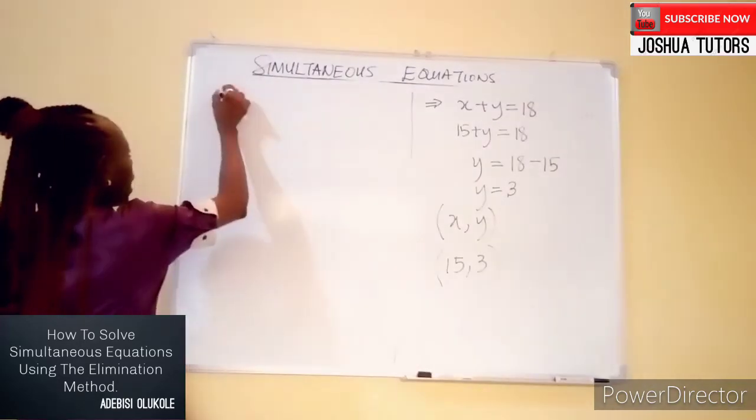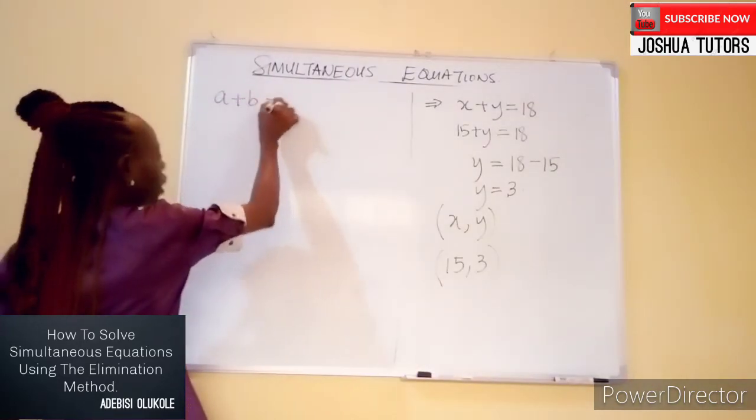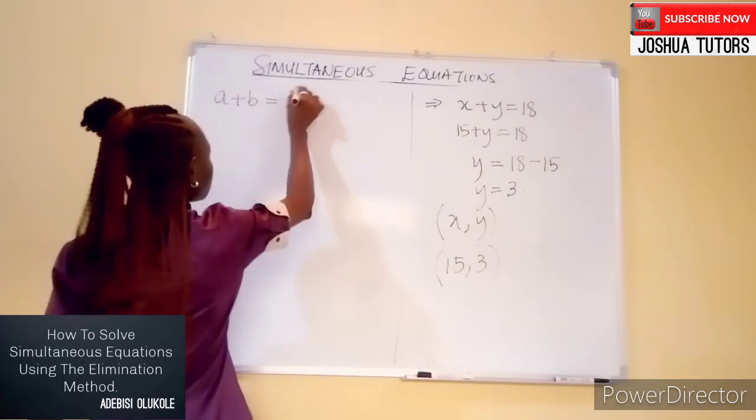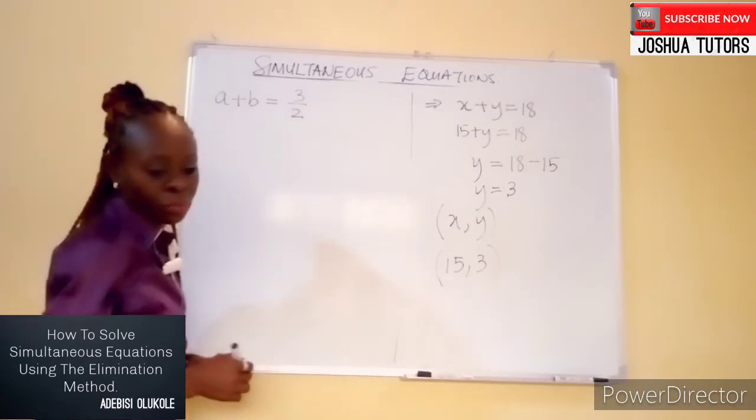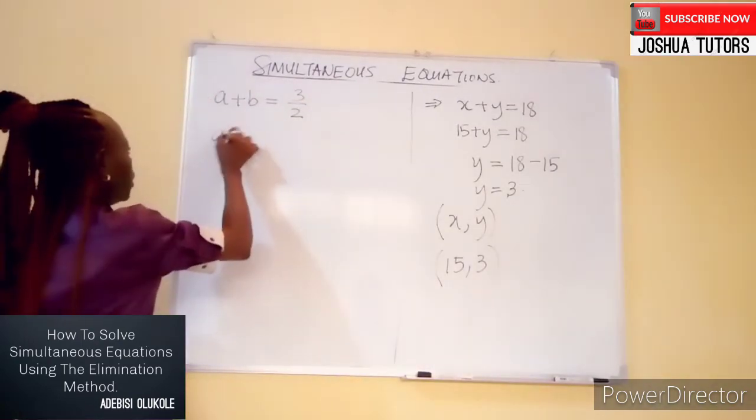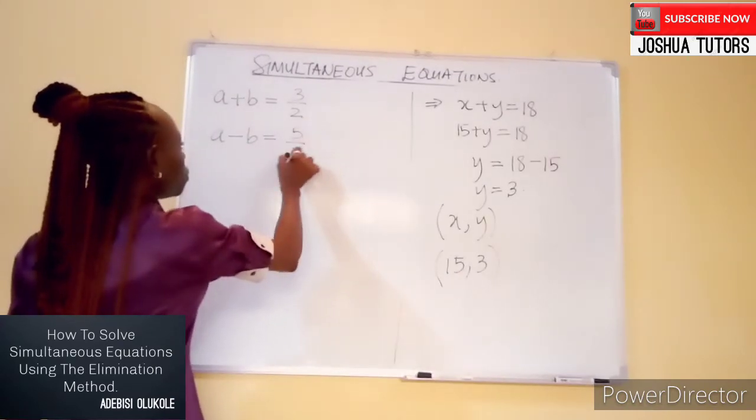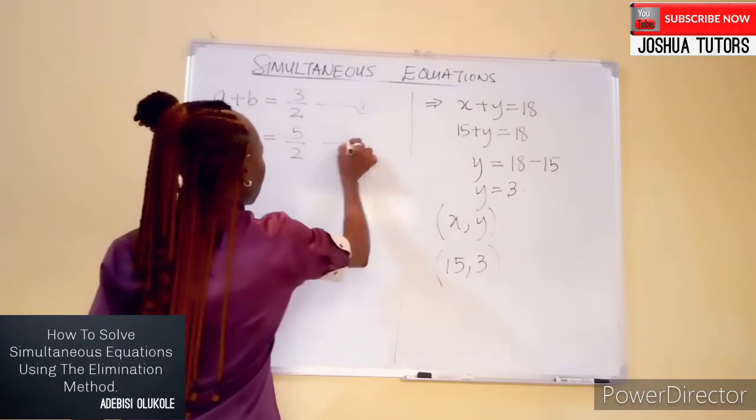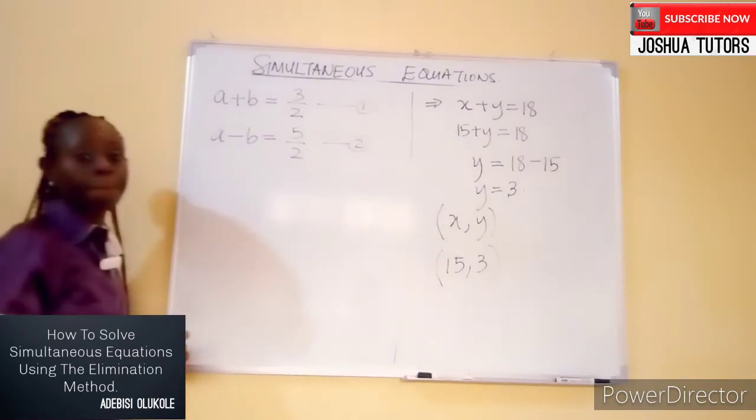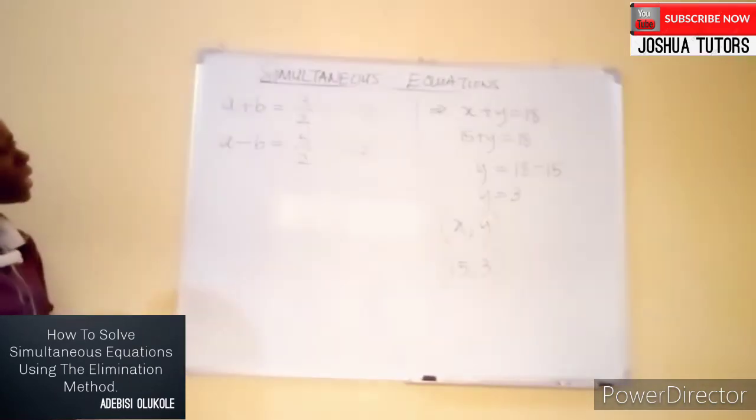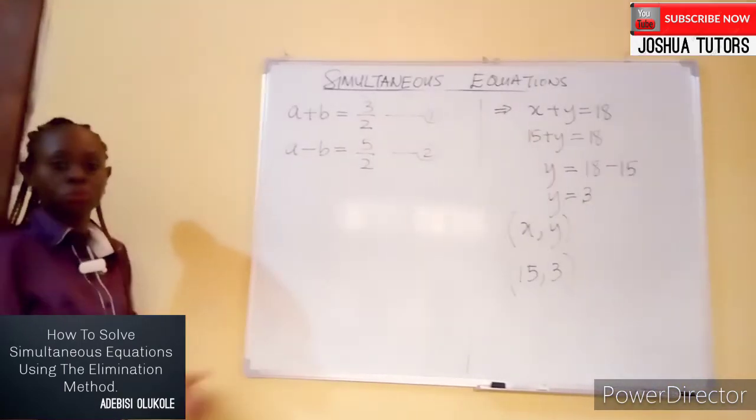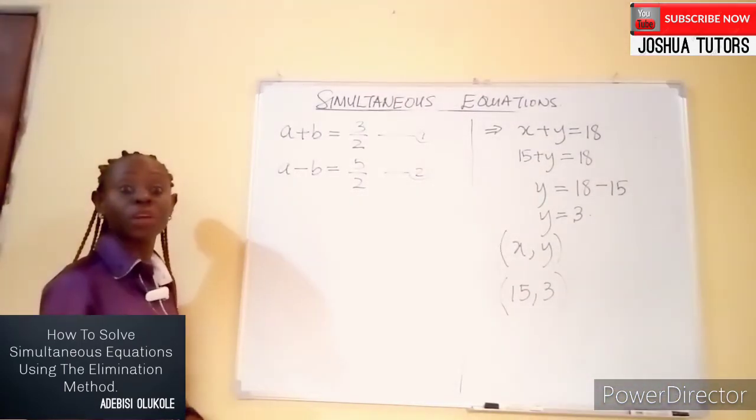So we have this. A plus B is equal to 3 over 2. And then we have A minus B is equal to 5 over 2. Wow. That's my equation 1 there, and that's my equation 2. So how do I handle this kind of expression with fractions? Just clear fractions.